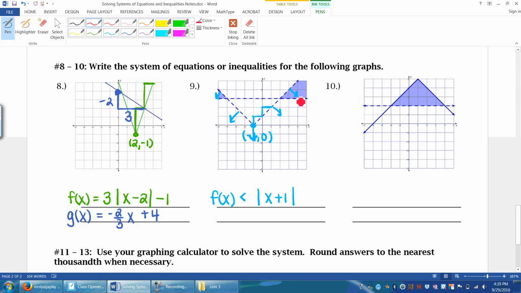For the line, this is a special case one, it's a horizontal line. So I'm going to use g of x. You could use y if you want to, that's fine. The line is at 3, and the shading is above that line, so it's a greater than symbol.